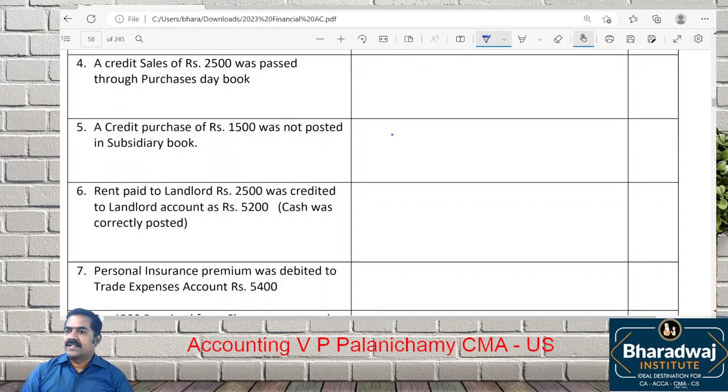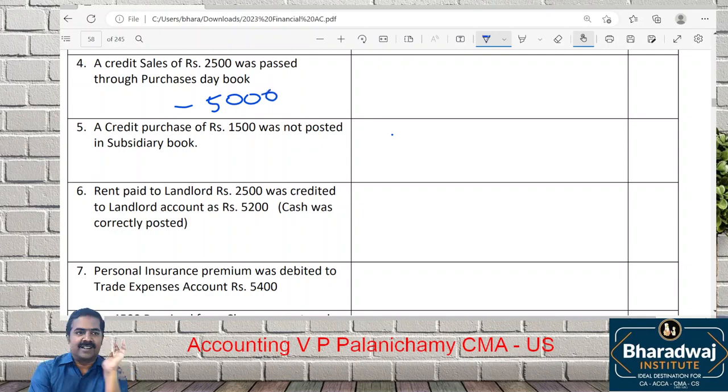Credit sales is an income, but it was wrongly recorded as an expense. Income and expense are recorded wrongly now. Decrease in profit by 5,000 rupees. How 5,000 rupees?